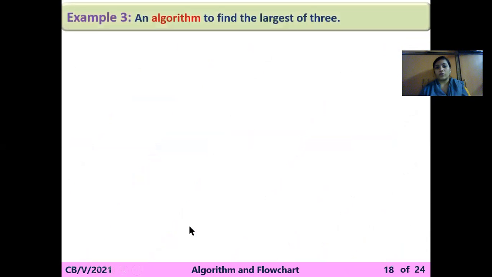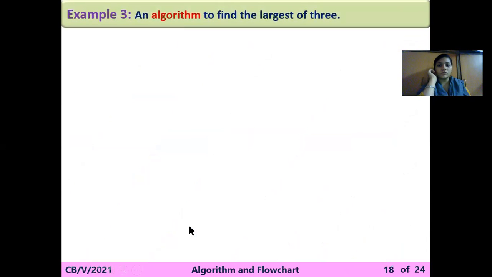Now we are going for the third example. An algorithm to find the largest of the three. For example, I give you the three numbers 5, 8 and 12. I'm asking you which one is the largest. You will definitely give me the answer, ma'am, it's 12, right? So whenever I ask you, you can easily identify the number.